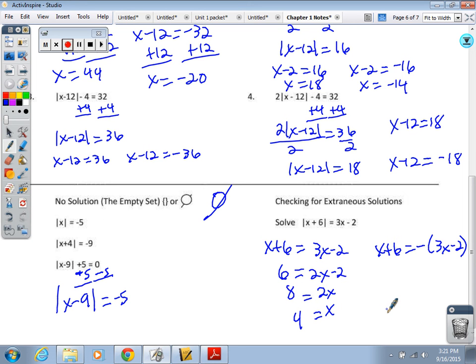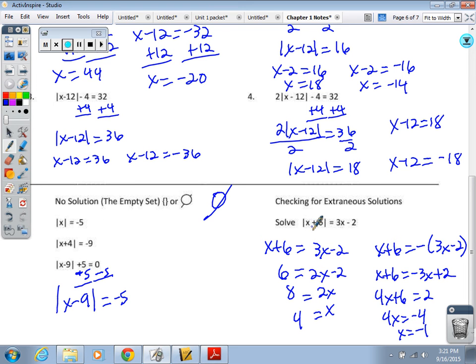4. Okay? So if you plugged 4 back in, you would get 10, but if you plug 4 here, you get 12, so that works. Now here you're going to have x plus 6 equals negative 3x plus 2. Add that, you're going to get 4x plus 6 equals 2. Subtract, you're going to get 4x equals negative 4, so x equals negative 1.